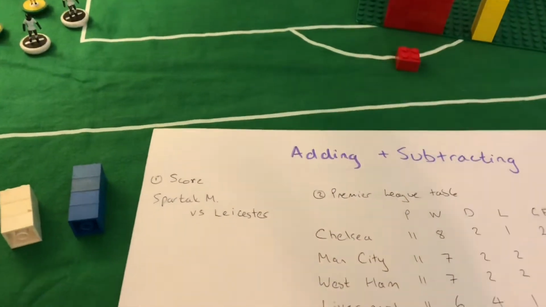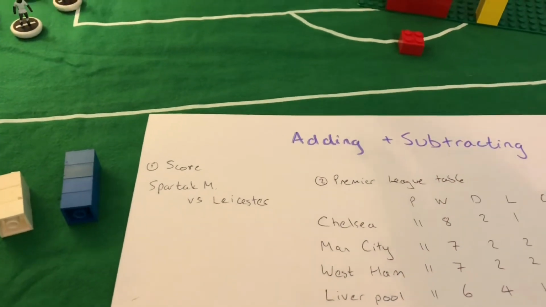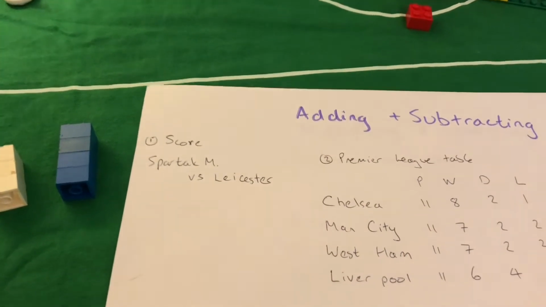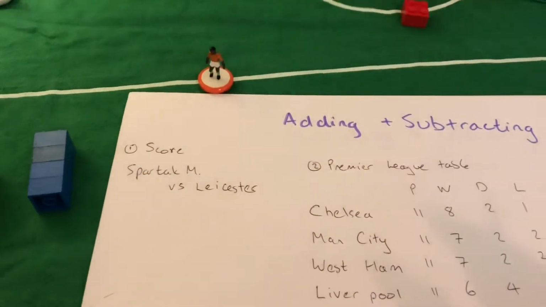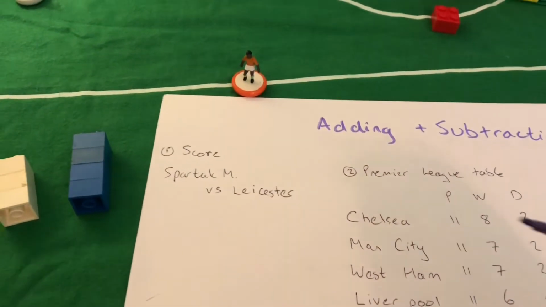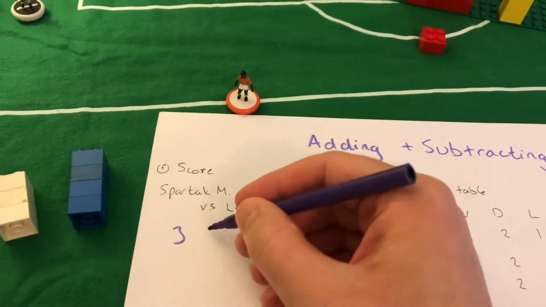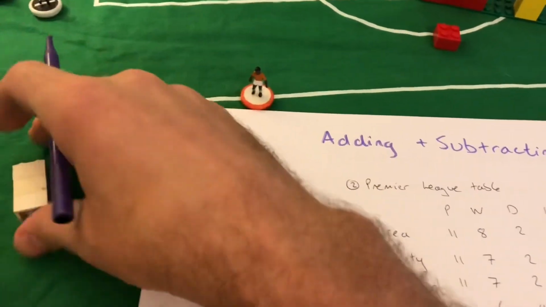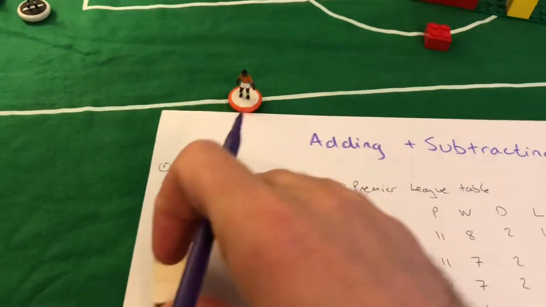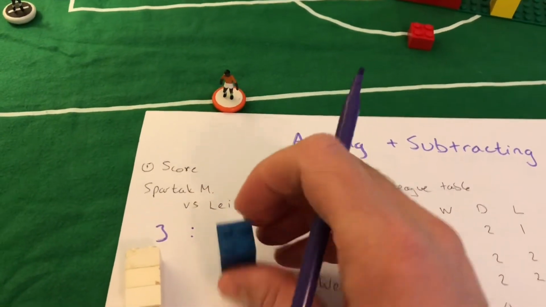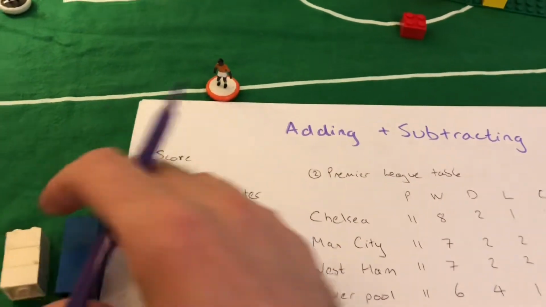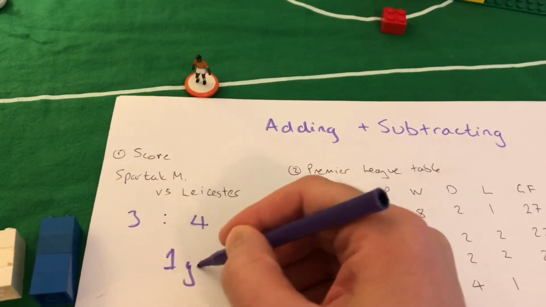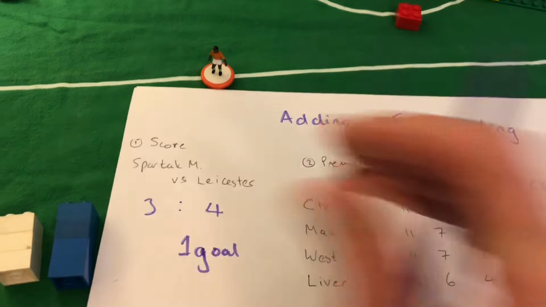Now obviously the premise of a football match is to score more goals than the other team. So if we look at a recent result for Leicester, when we remember Patson Daka, from Zambia, playing for Leicester, Spartak Moscow got 3 and Leicester got 4. So if we use these as the goals, we can see that 4 take away 3 will be a victory by 1 goal. So Leicester won that by 1 goal.